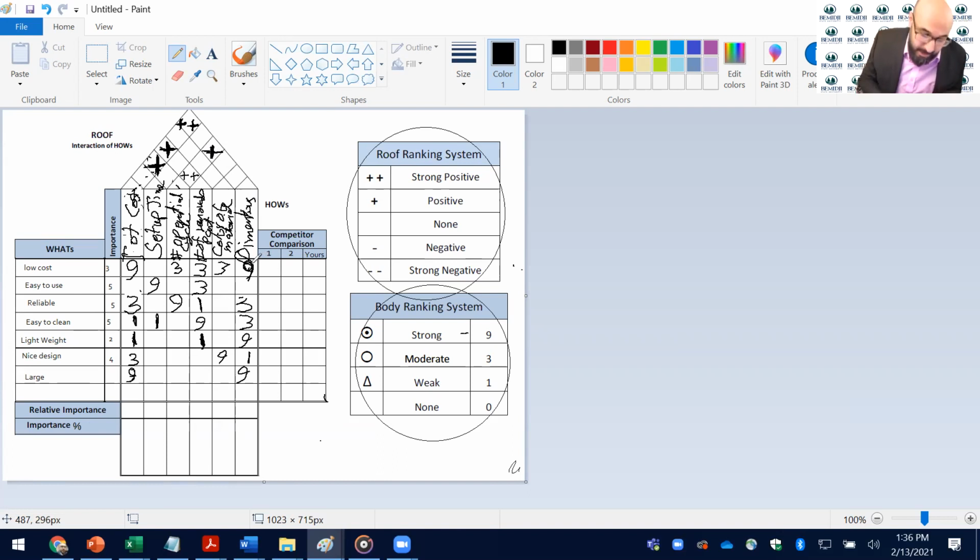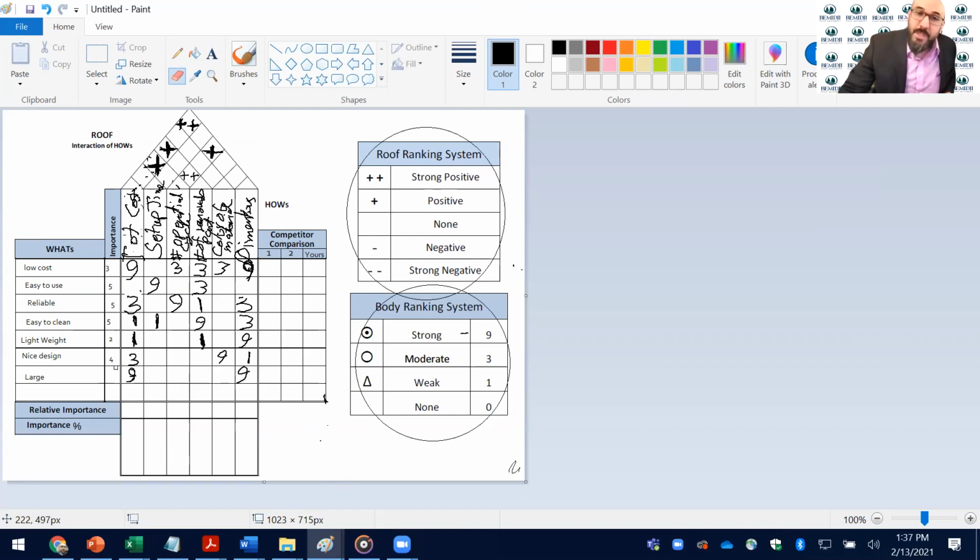There's nothing. I don't see any relationship. Now, color of material and dimensions, I don't see any relationship. So now we're done with that. Let's move to the next room, which is the relative importance.